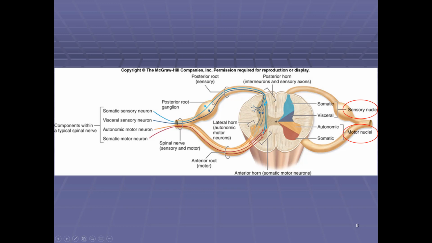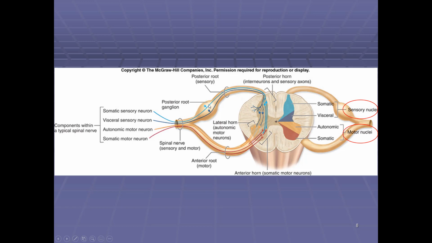The posterior root always contains sensory neurons. That's just how it is. Sensory neurons bringing information into the spinal cord are found in the posterior root. Motor neurons, on the other hand, are always found in the anterior root, and they're conducting signals out, away from the spinal cord. Then they merge here and form what we call the spinal nerve.